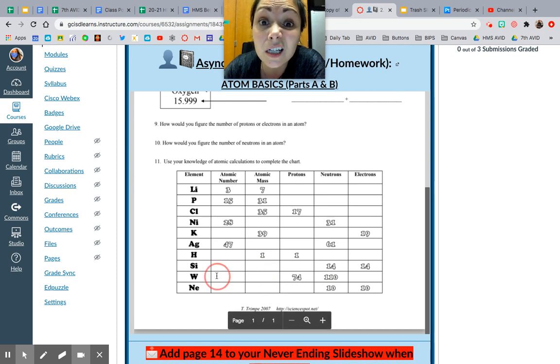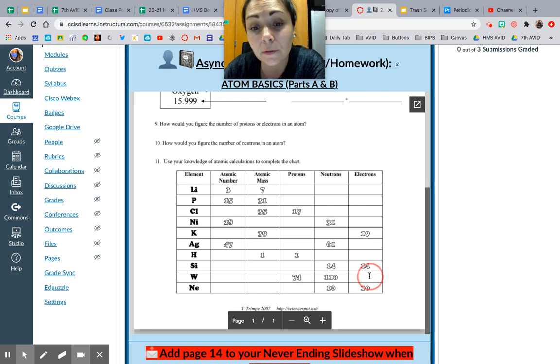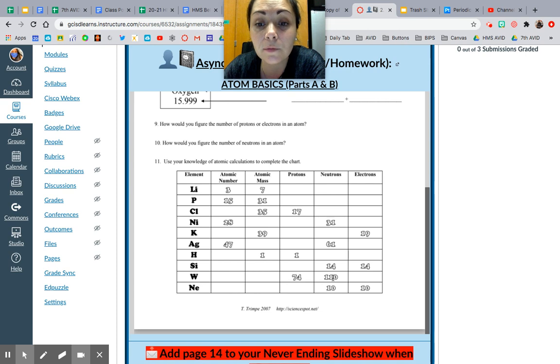Y'all, W is tungsten. So tungsten's protons is 74, which means its atomic number is 74, which means its electrons is 74. And then to find its atomic mass, it's protons and neutrons together. So 74 plus 110 is 184.